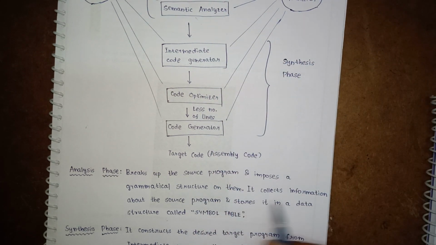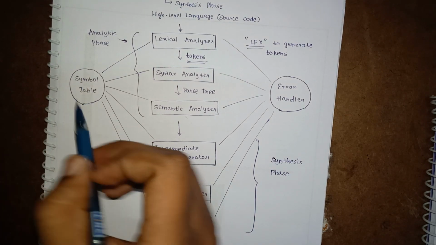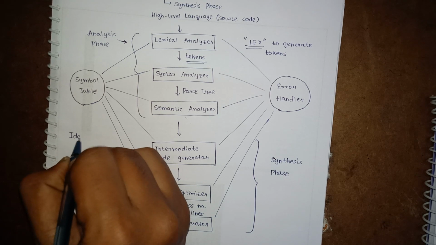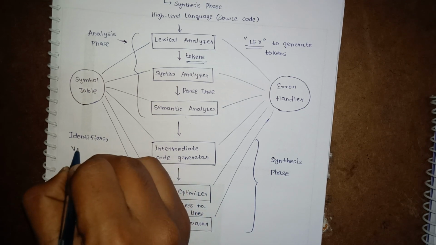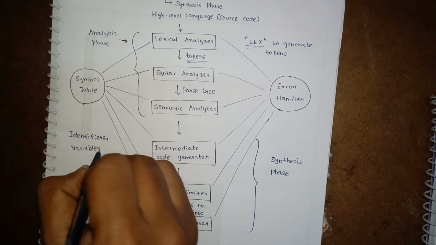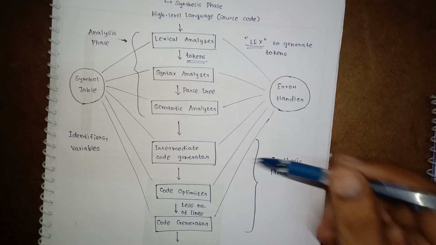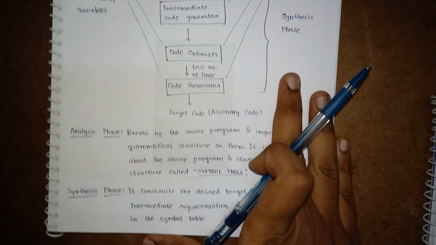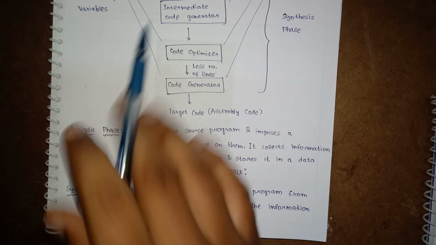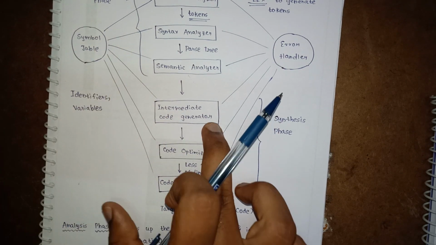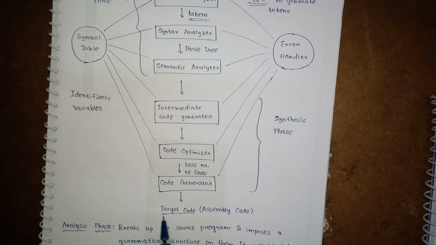It collects information about the source program and stores it in a data structure called the symbol table. This symbol table stores all the data from the code, like identifiers and variables. All the data about them will be stored in this symbol table and will be passed on to the synthesis phase as well. Coming to the synthesis phase, it constructs the desired target program from the intermediate representation and the information in the symbol table. From the information in the symbol table and the intermediate code generated, we'll get a target code.